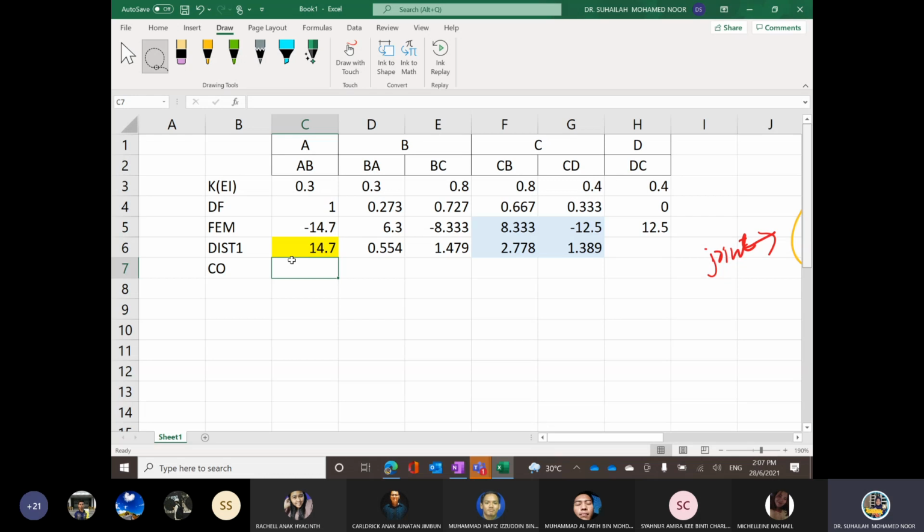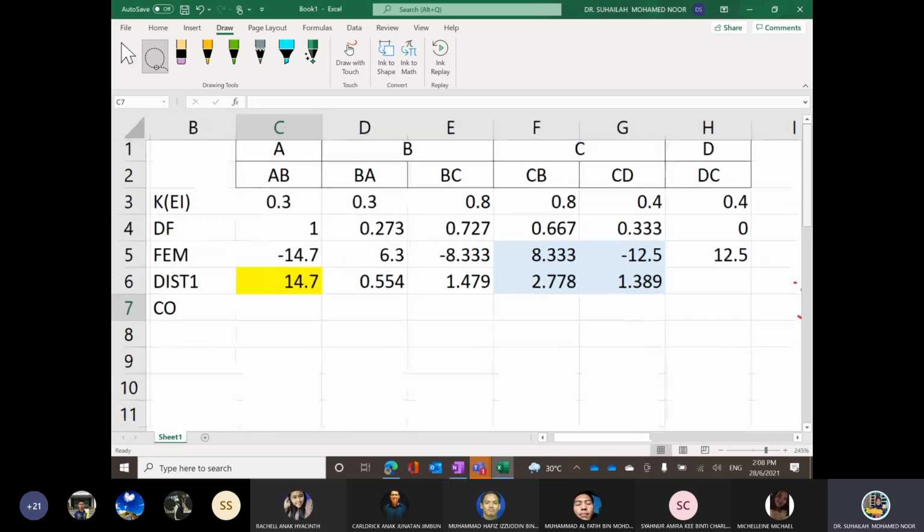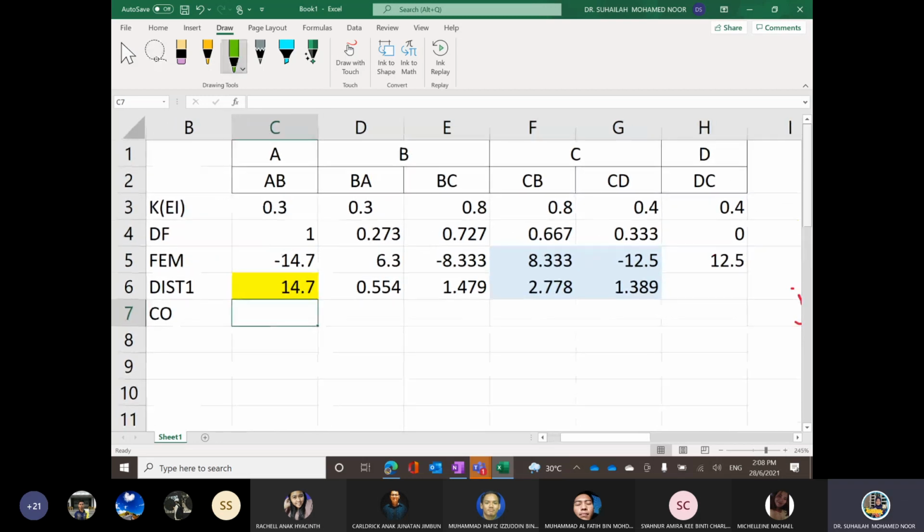But we need to consider the factor. We need to multiply by the factor. And remember, for end roller and pin, the factor is 0. For internal as well as end fixed, the factor is 0.5. So actually the process is like this.